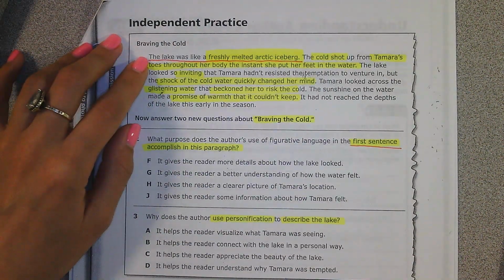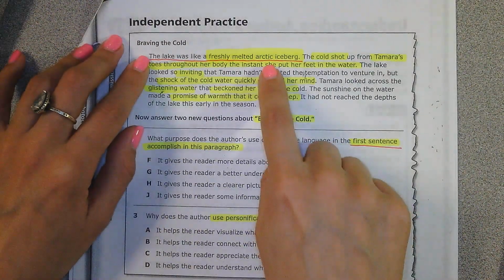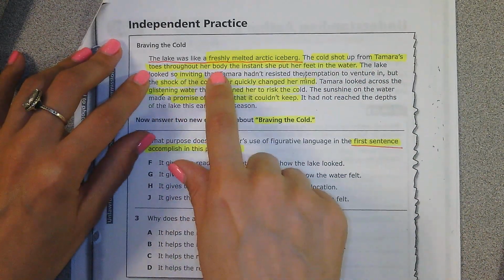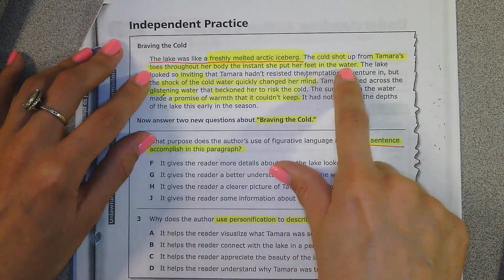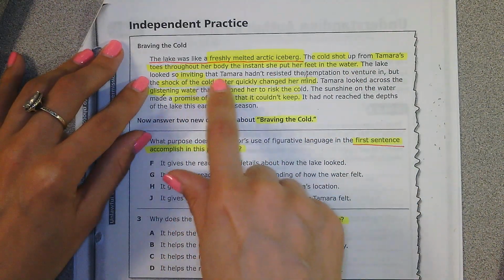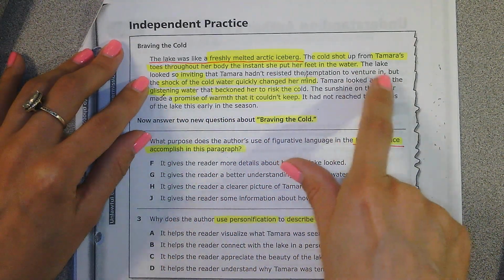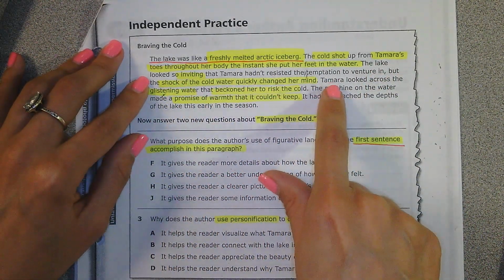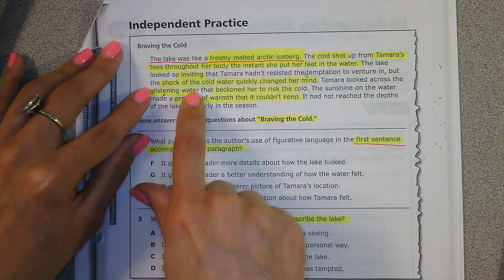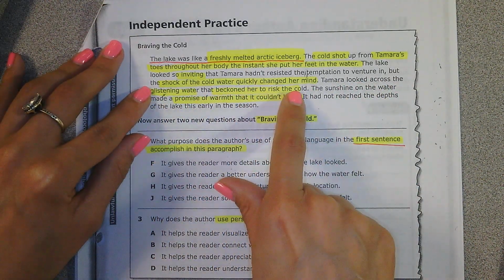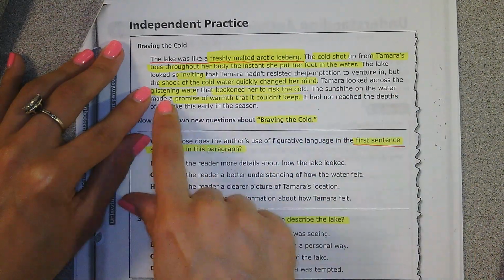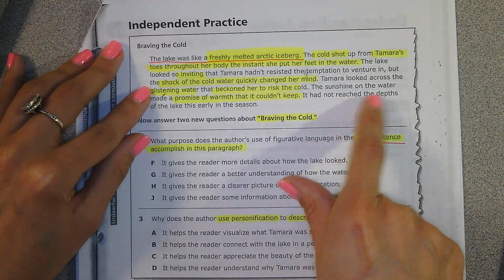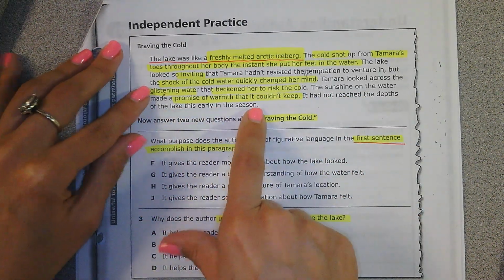Braving the Cold. The lake was like a fresh melted Arctic iceberg. The cold shot up from Tamara's toes throughout her body the instant she put her feet in the water. The lake looked so inviting that Tamara hadn't resisted the temptation to venture in, but the shock of the cold water quickly changed her mind. Tamara looked across the glistening water that beckoned her to risk the cold. The sunshine on the water made a promise of warmth that it couldn't keep. It had not reached the depths of the lake this early in the season.